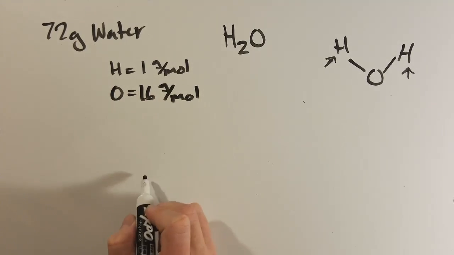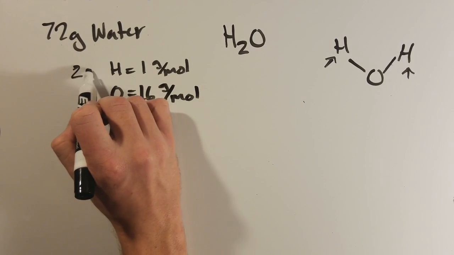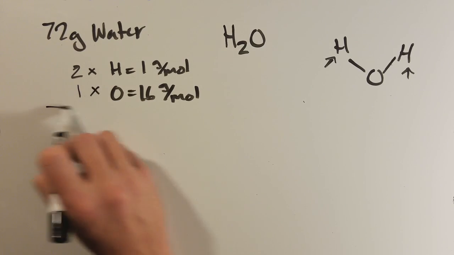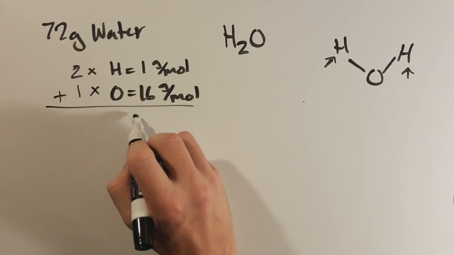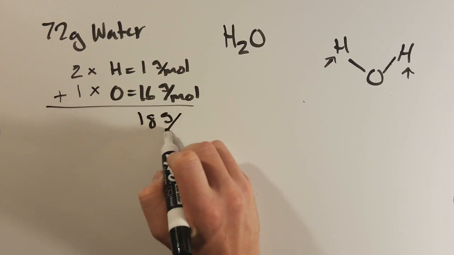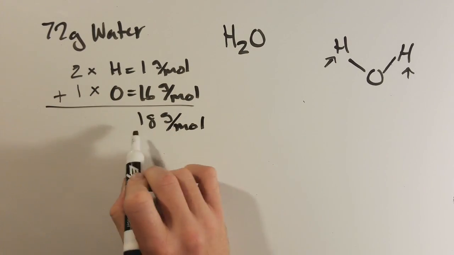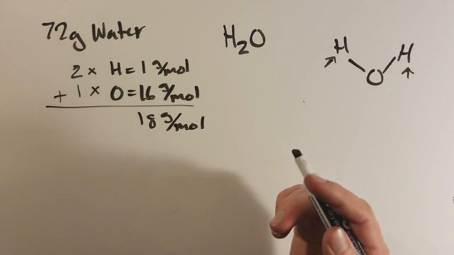We have two hydrogens though, so we need to multiply our molar mass of hydrogen by 2, and we only have one oxygen, so we don't need to do anything there. If we add it up, we have 18 grams per mole. Remember, we have 2 times 1 is 2. So the total molar mass of the molecule is 18 grams per mole.